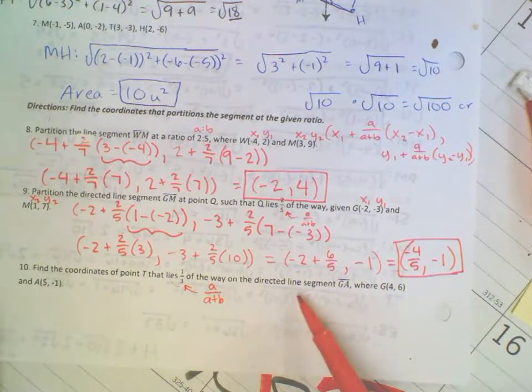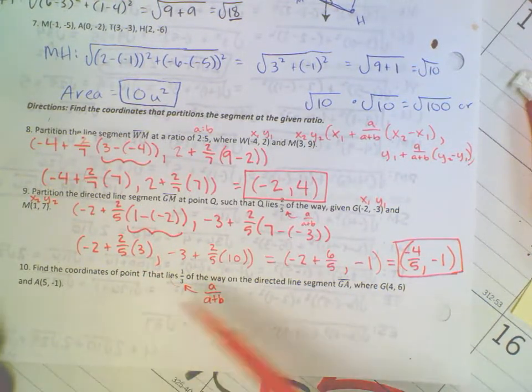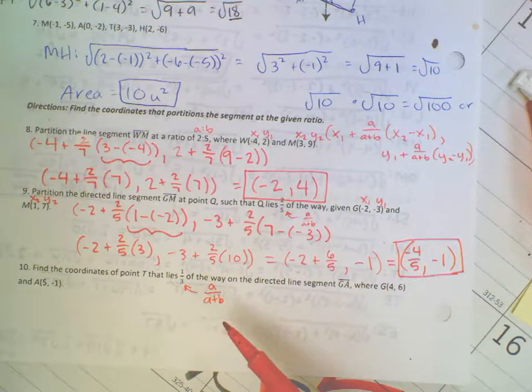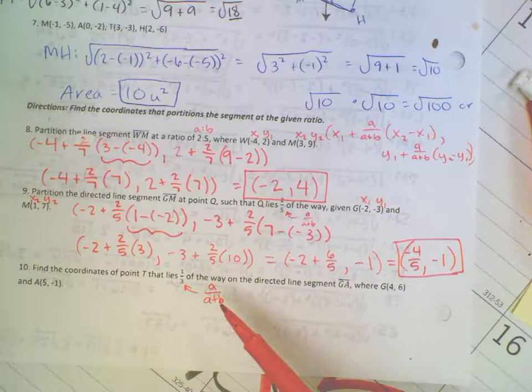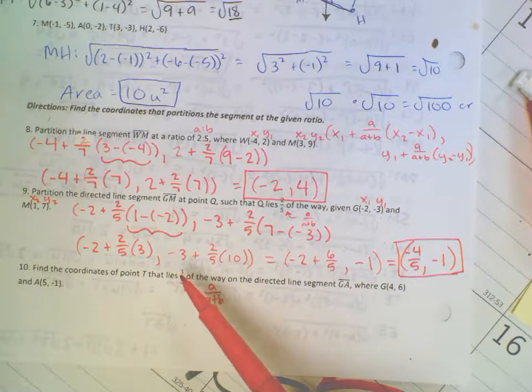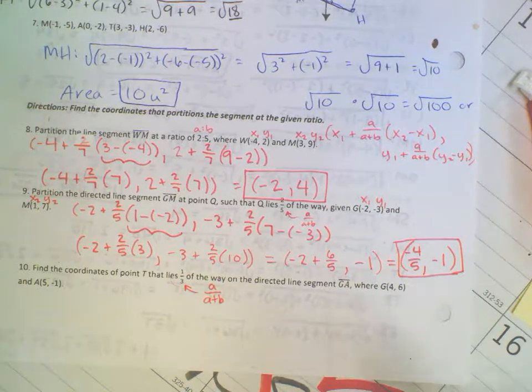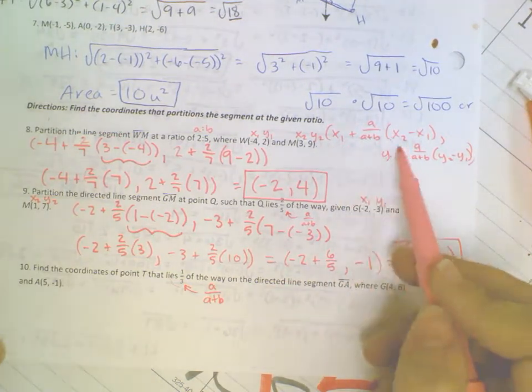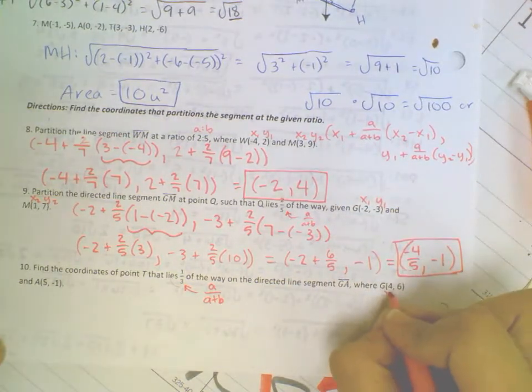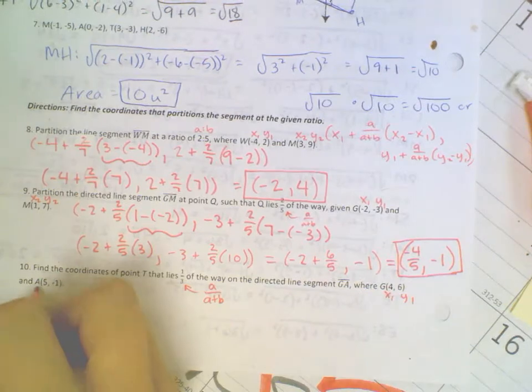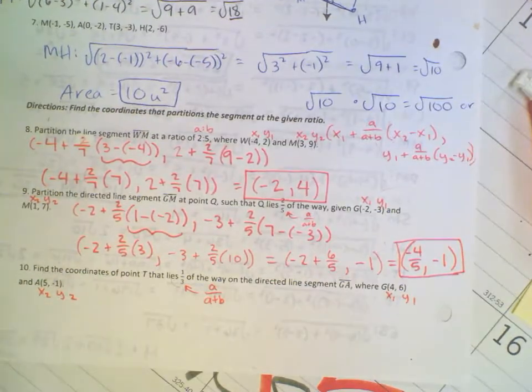On the directed line segment GA, where G's here and A's there. If you were trying to use the other formula where you need A's and B's, you could find your B, because if A is 1 and 3 is 1 plus B, B must be 2. So you can find it that way if you need to. Then I'm going to use my formula and plug in what I know. This will be x1, y1, x2, y2.